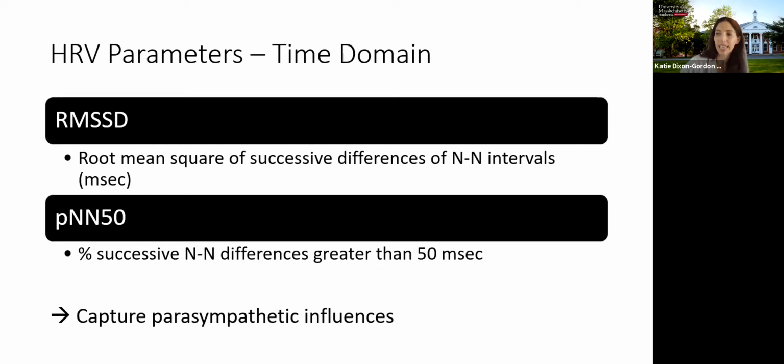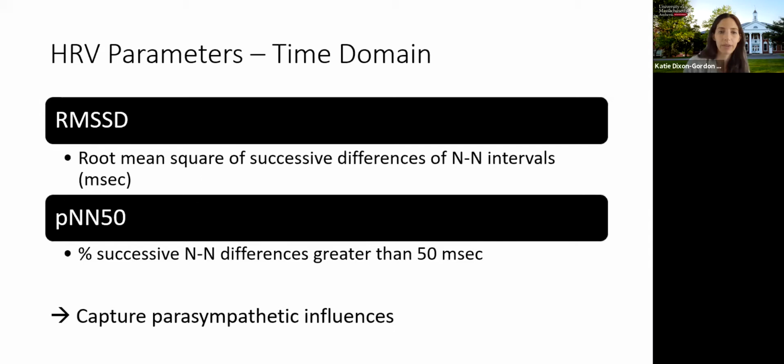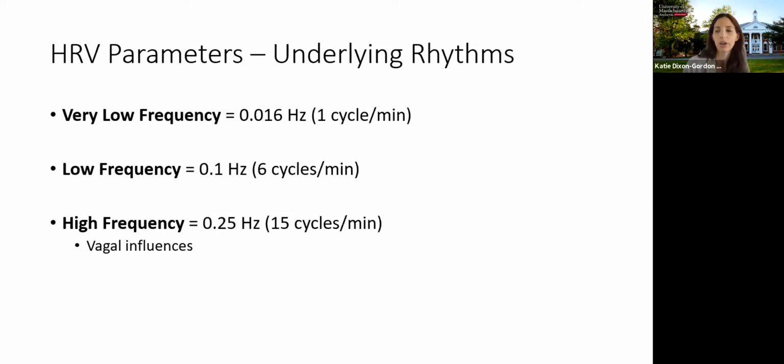So in terms of the time domain, we can look at the root mean square of successive differences in those interbeat intervals. Usually this is in milliseconds, or the percentage of successive differences that are greater than a certain threshold. And again, this is thought to capture most of the parasympathetic influences. That's because the faster cycles are most likely vagal mediated, right? Those faster shifts in heart rate variability.